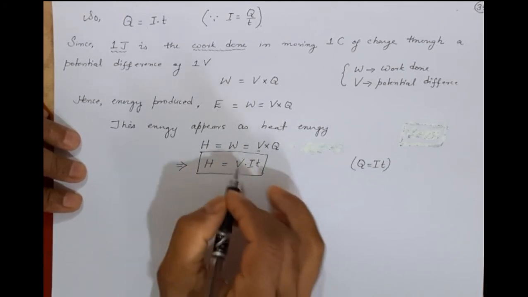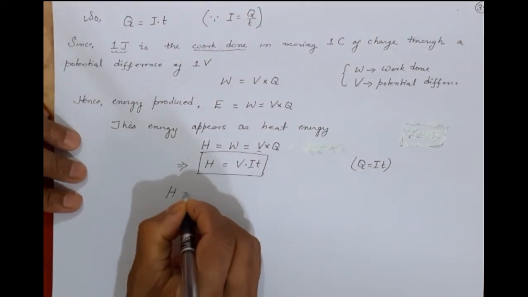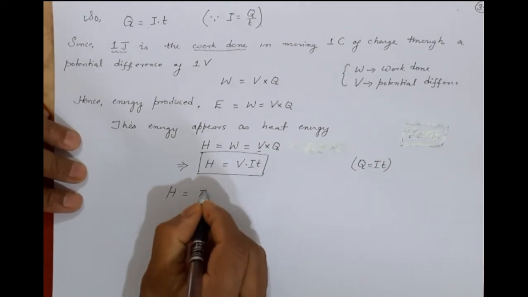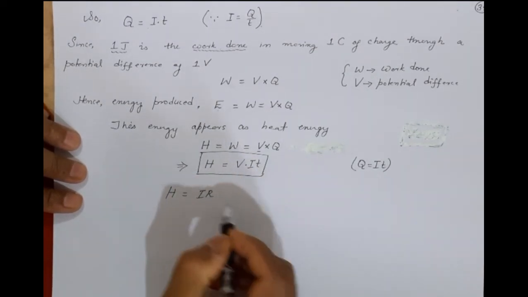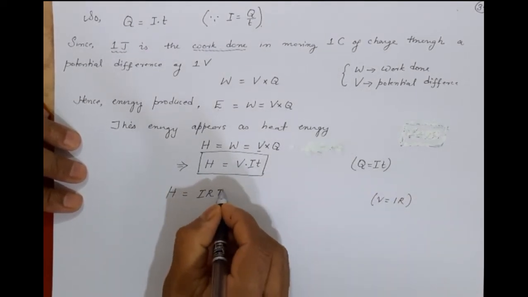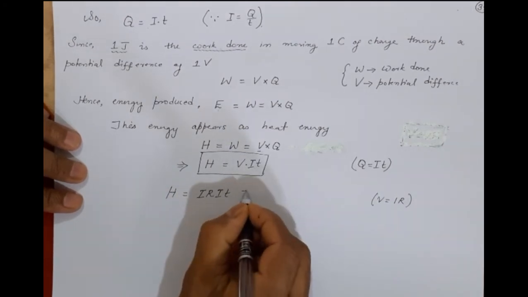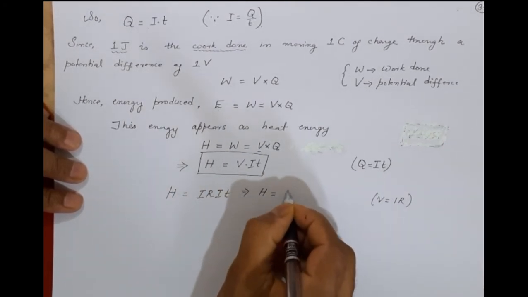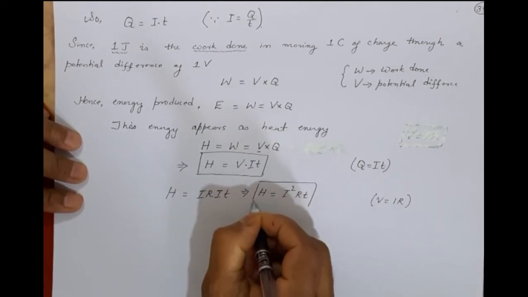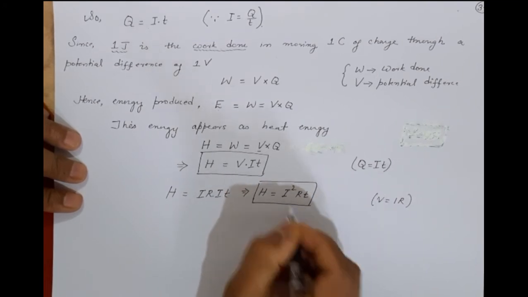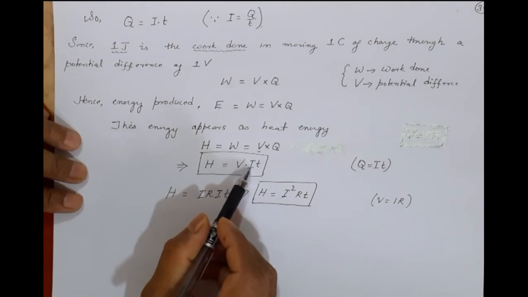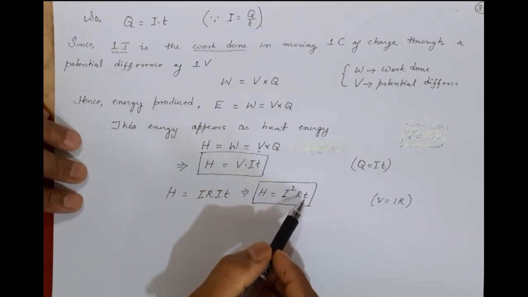Now you can change this into many other forms also. In place of V I can write IR, because V equal to IR is Ohm's law, then I into T. This becomes H equal to I square RT. This is another formula for heat produced. VIT is in terms of potential difference, current and time. This one is in terms of current, resistance and time.